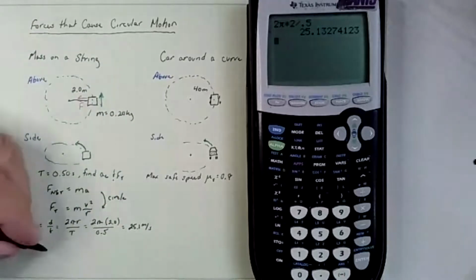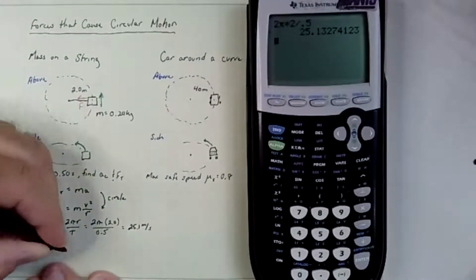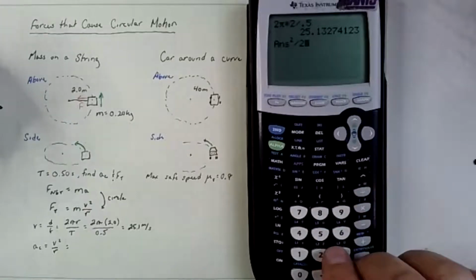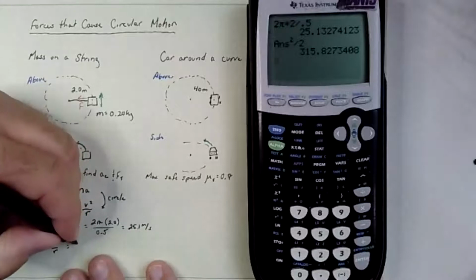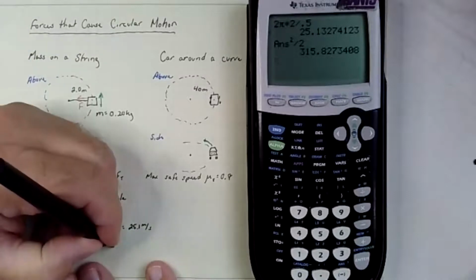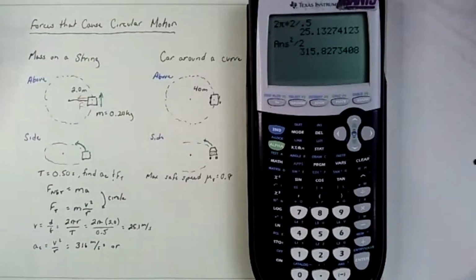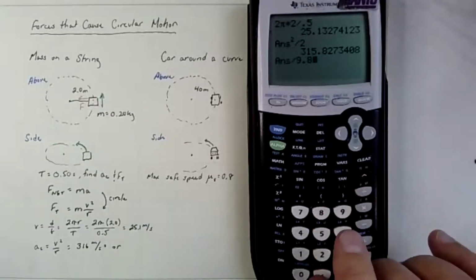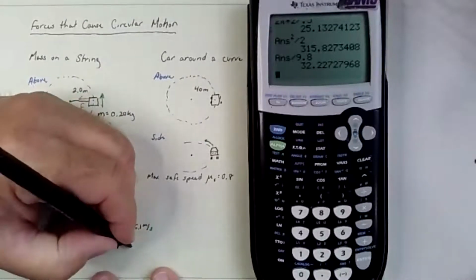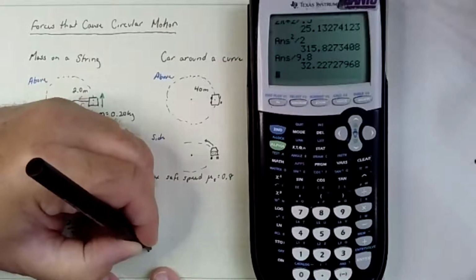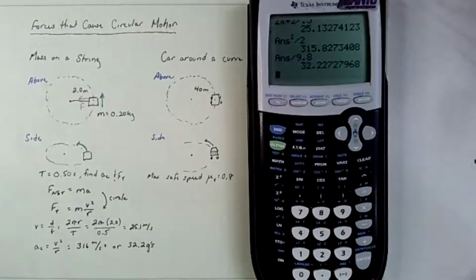Great. So then the centripetal acceleration is equal to v squared over r. And so I square this, and I divide by the radius, which is 2. Okay, so I get 316 meters per second squared, which is a lot. And sometimes to quantify what a lot is, we could compare that to the acceleration due to gravity, which is 9.8. So this says that the centripetal acceleration is 32.2 times greater than the acceleration due to gravity, or 32.2 G's.